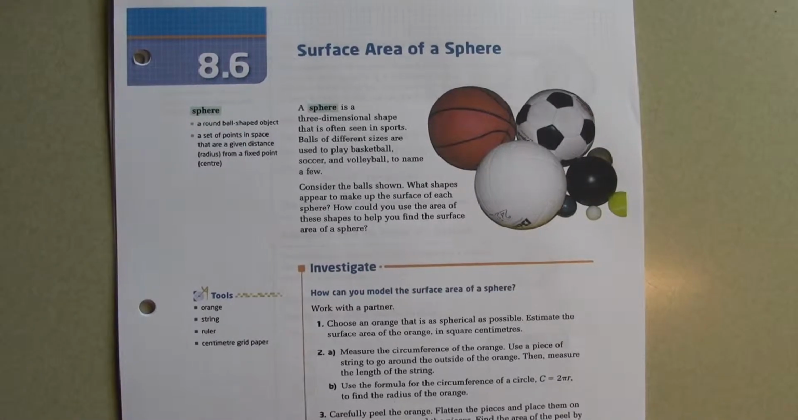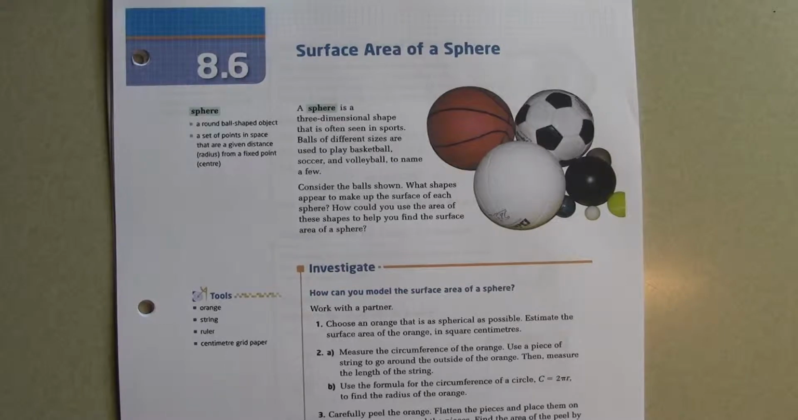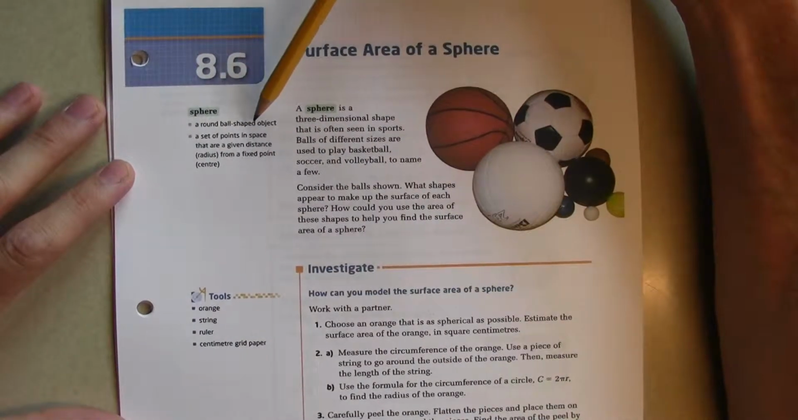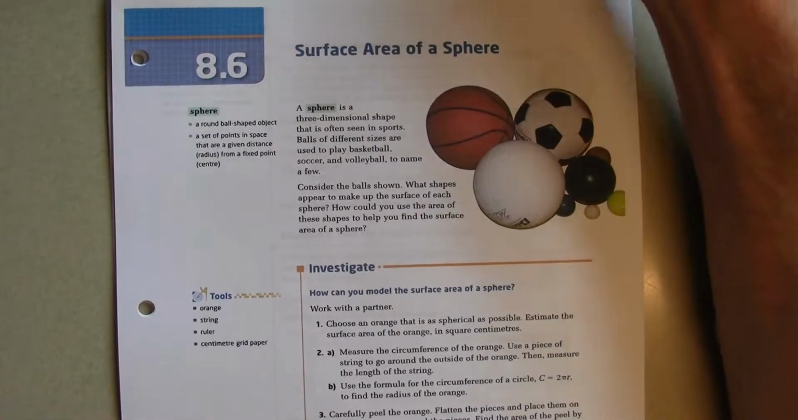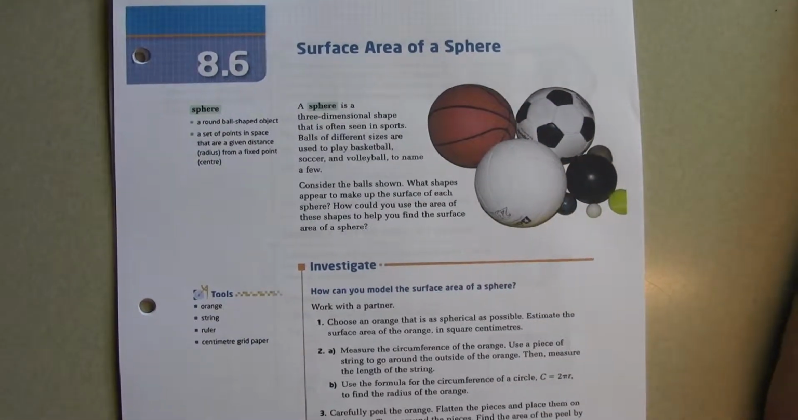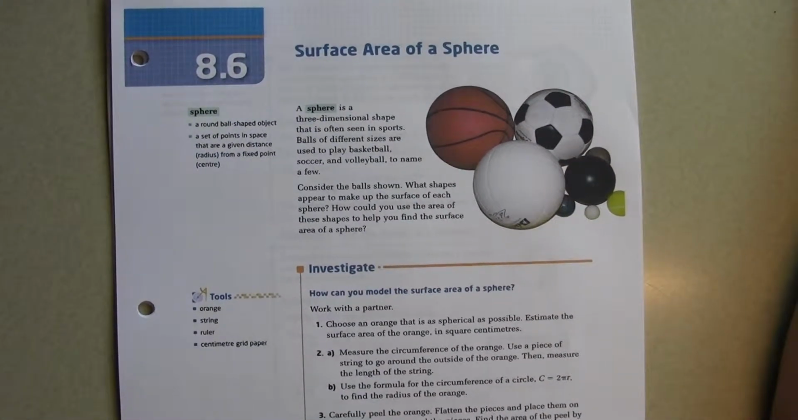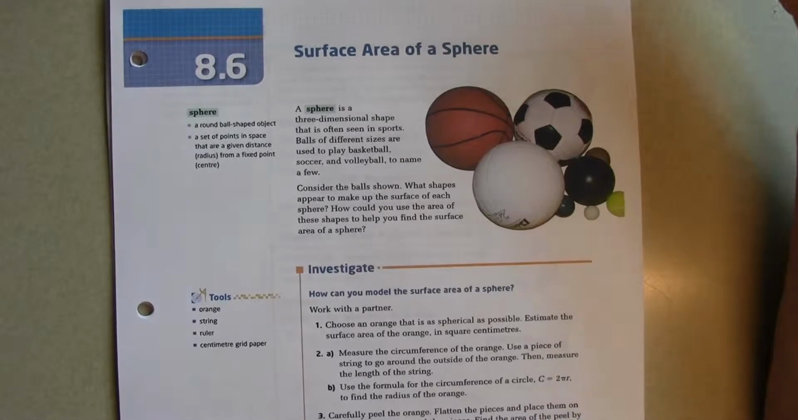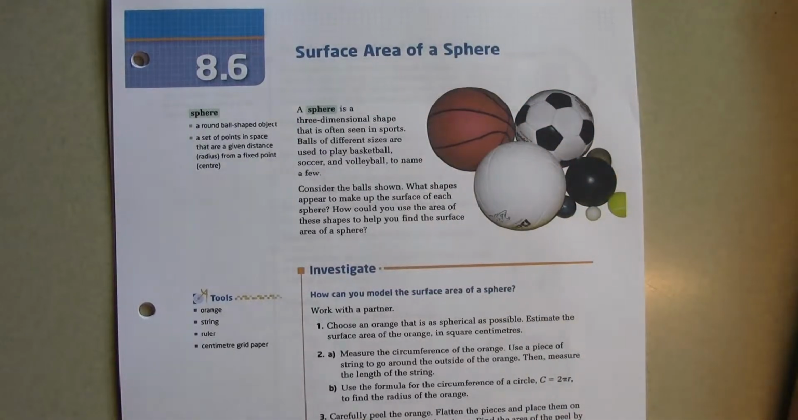This is section 8.6. We're looking at the surface area of a sphere. So we should all know what a sphere is, but we have it defined here. It's a round ball-shaped object, a set of points in space that are a given distance, the radius, from a fixed point, the center. Okay, so it's like a circle but in 3D, right? Sphere. So the radius goes in all three dimensions.